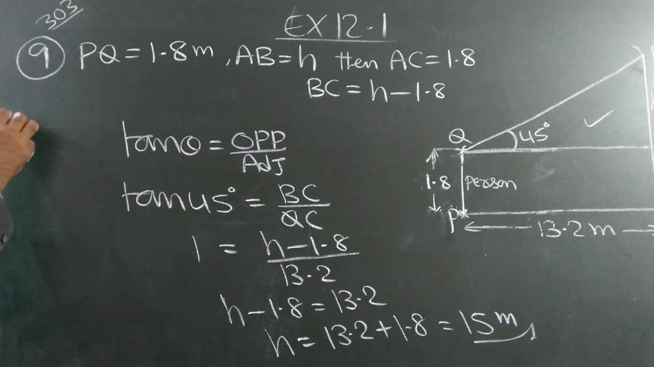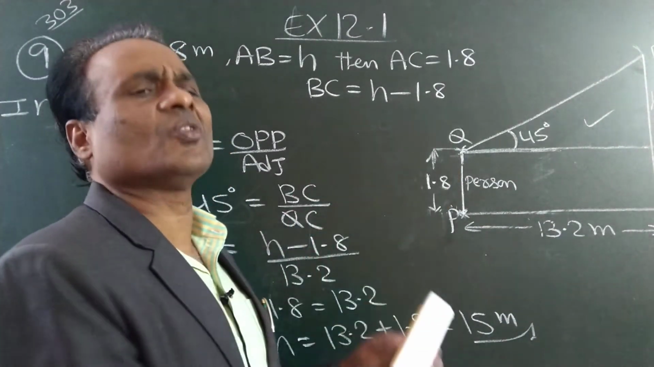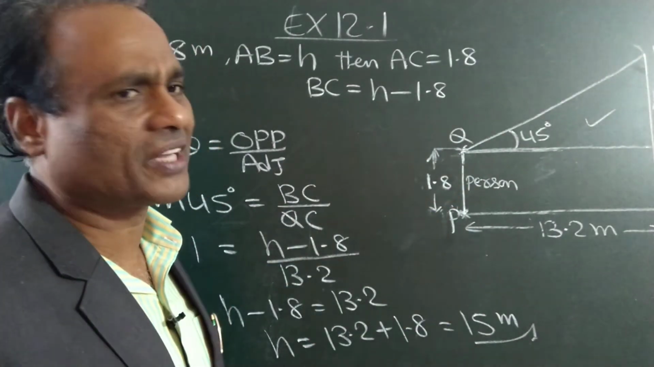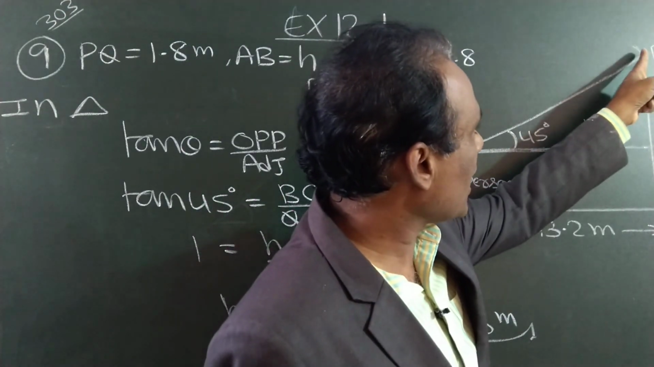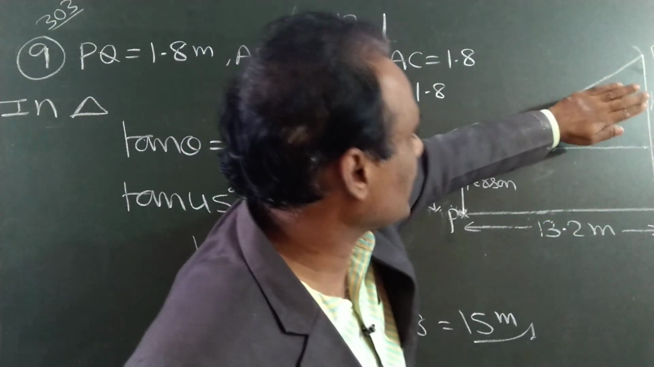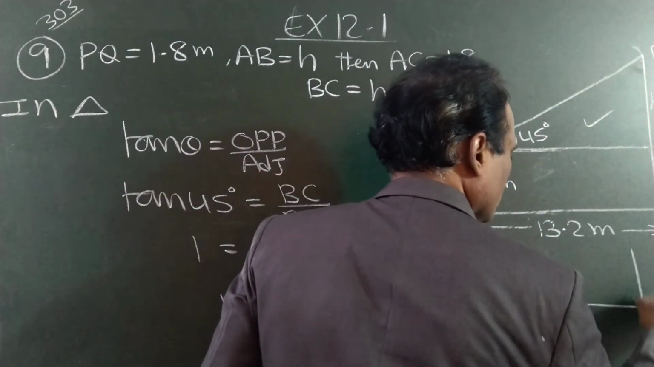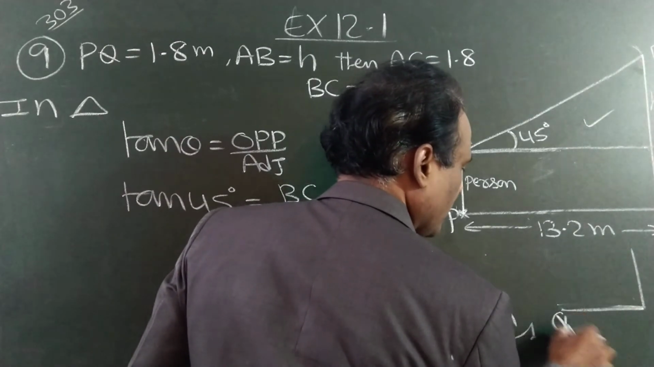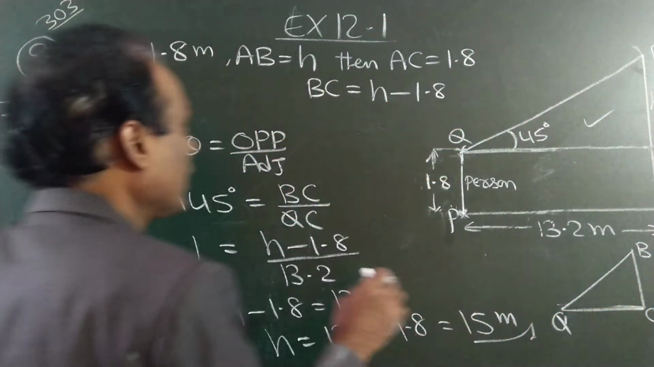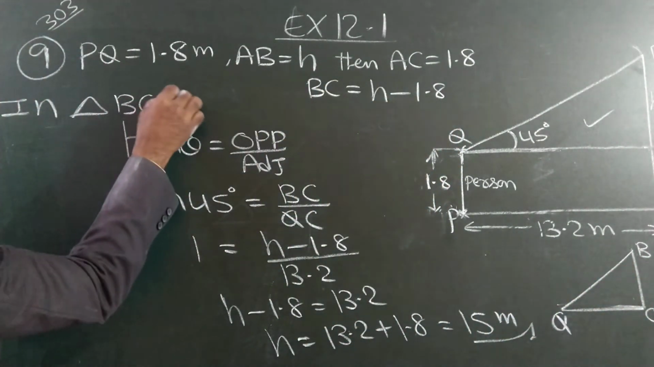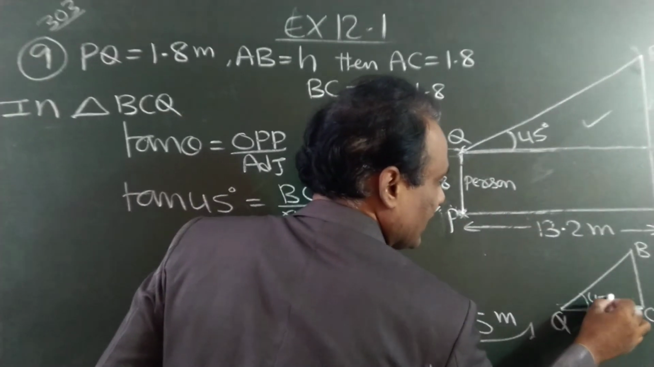Now write down. There is only one triangle here. What is the triangle, you tell me? QCB or BCQ. This is the triangle. Don't look at the diagram, only see this figure. Write down: in triangle BCQ, what is the angle? 45 degrees.